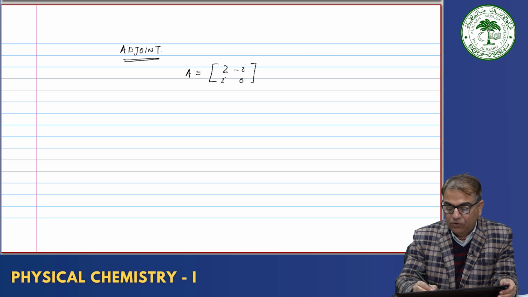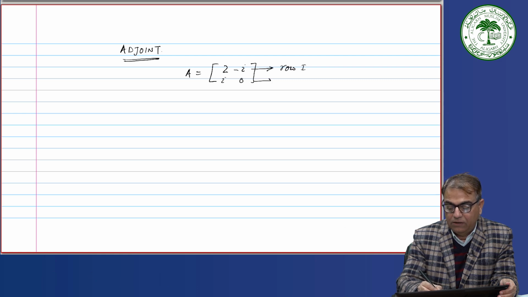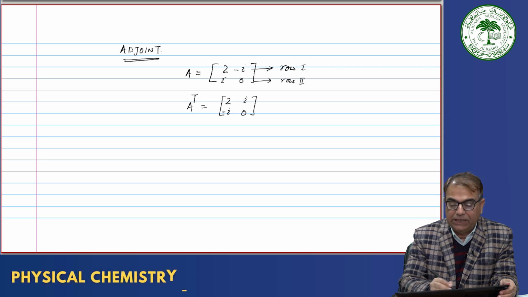If I write a matrix, then you have row 1, row 2. If you write this row 1 as the first column and row 2 as the second column, then we say this is A T, the transpose of a matrix.